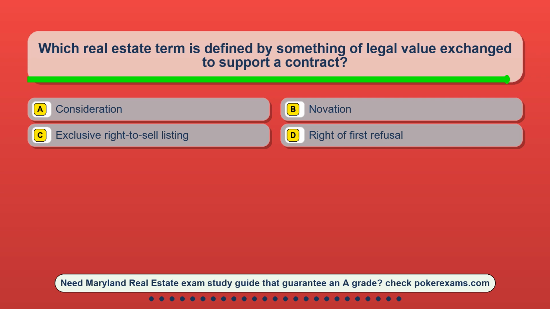Question 11. Which real estate term is defined by something of legal value exchanged to support a contract? Option A, consideration. Option B, novation. Option C, exclusive right-to-sell listing. Option D, right of first refusal.